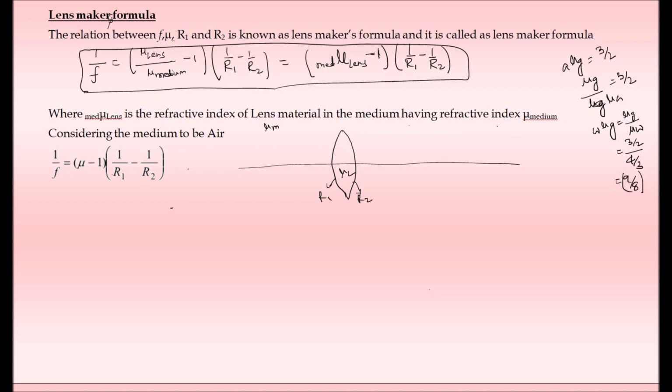And if the medium is air, then 1 by F is equal to (mu minus 1) into (1 by R1 minus 1 by R2). Now we will derive this formula.